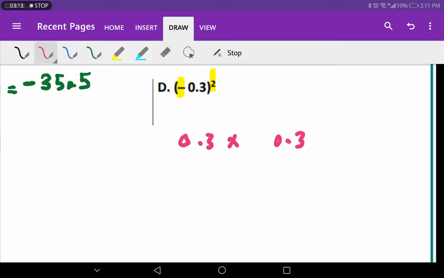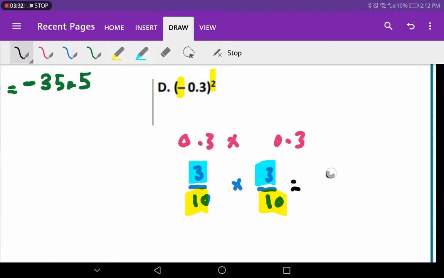3/10 multiply by 3/10. So up with up, down with down, so it is equal 9/100. And 9/100 is 0.09. Okay, listen.